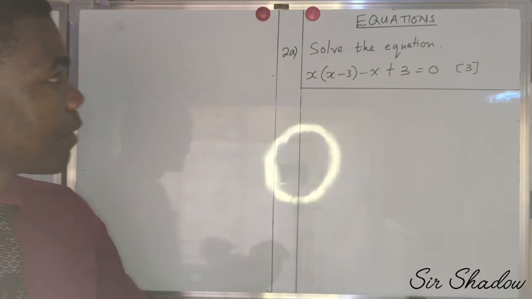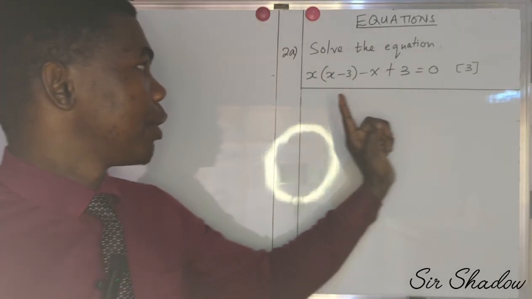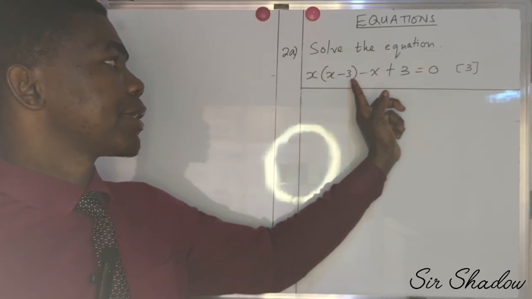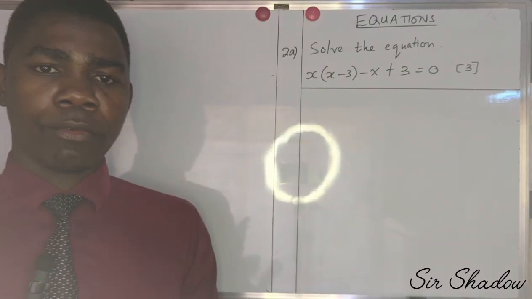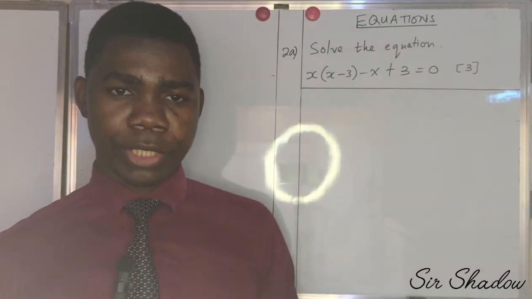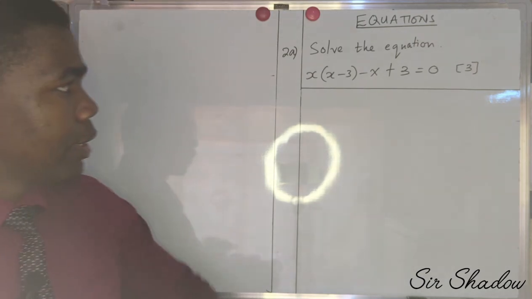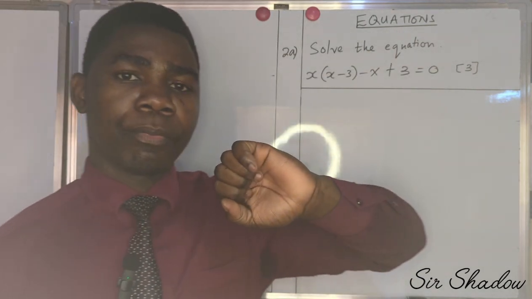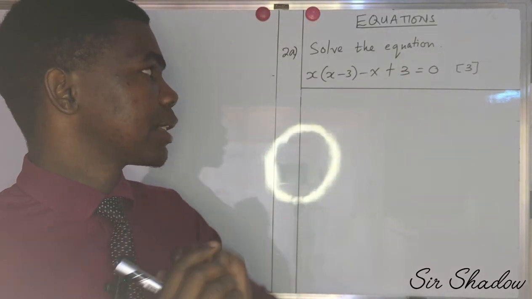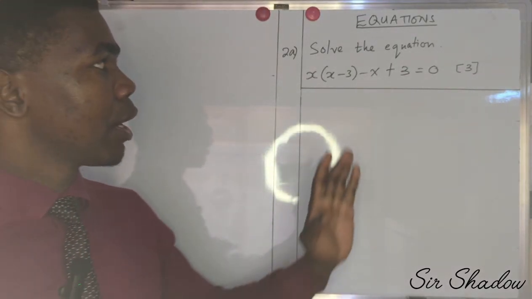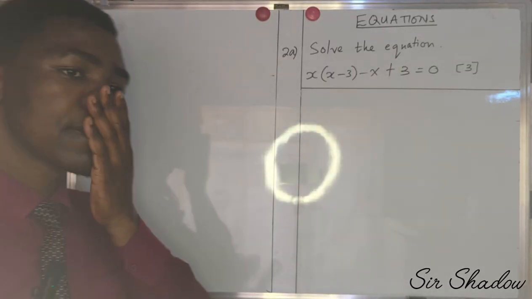All right, so we're given a question based on equations. We were asked to solve the equation x(x − 3) − x + 3 = 0. For us to solve this given equation, note that this was derived from a quadratic equation. So meaning to say, after solving this, we are going to obtain two values of x, right?